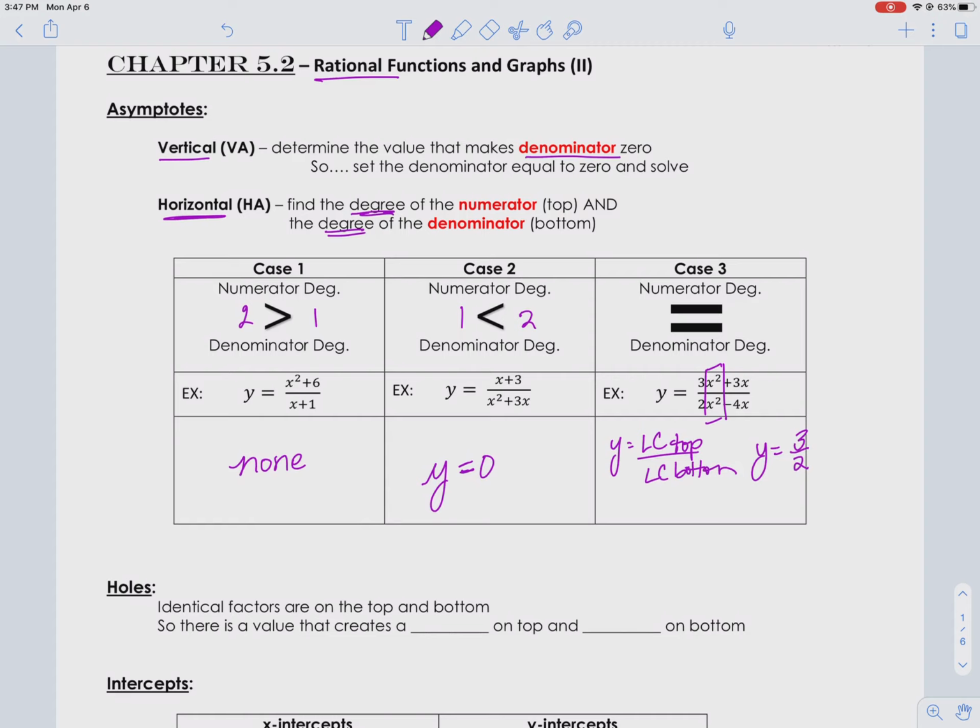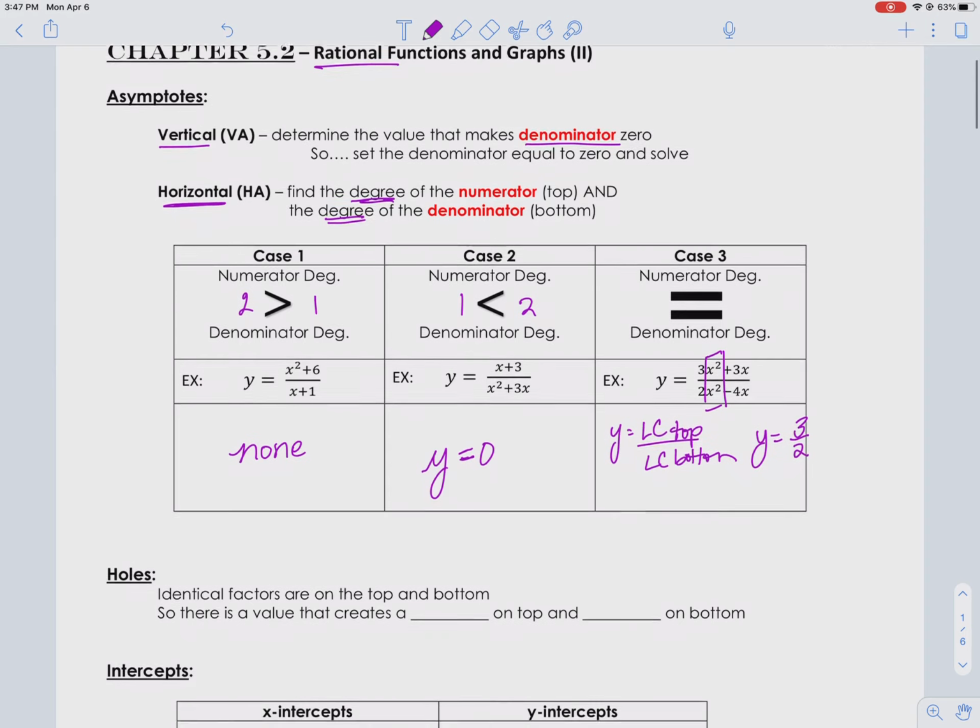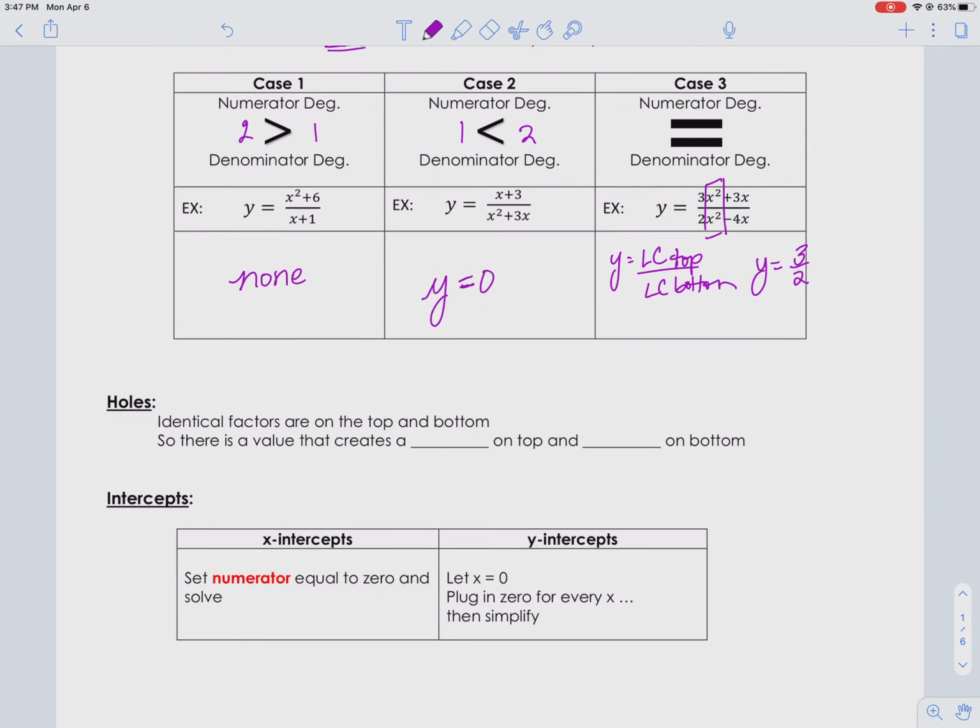Okay, now I told you this. These graphs are a little weird, so you may have holes in your graph. In other words, it's going to basically be a straight line, except you'll have a hole in it. That only happens when you have identical factors on the top and the bottom. So there is a value that creates a 0 on the top and a 0 on the bottom.